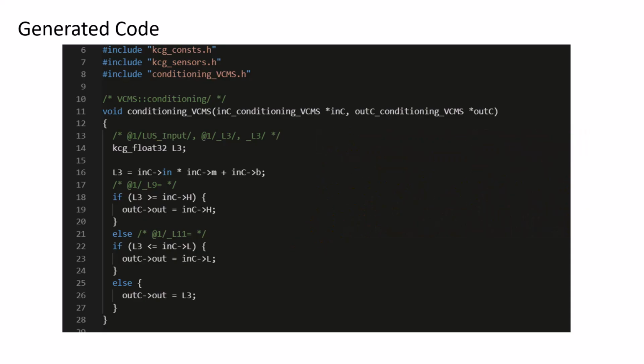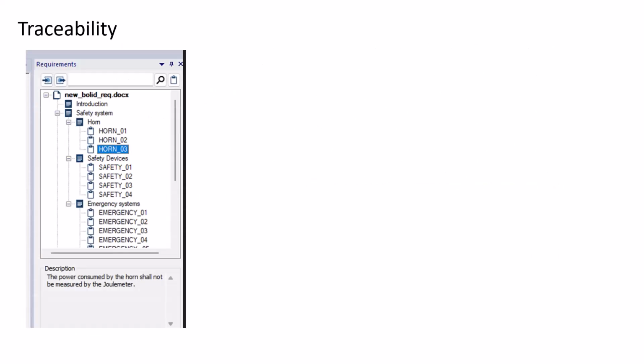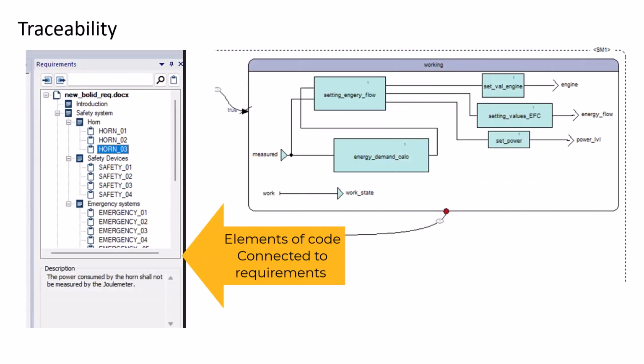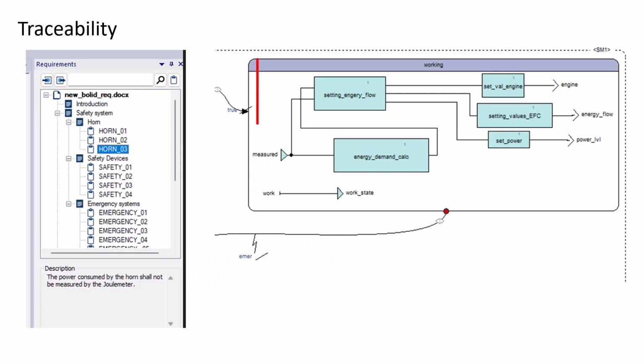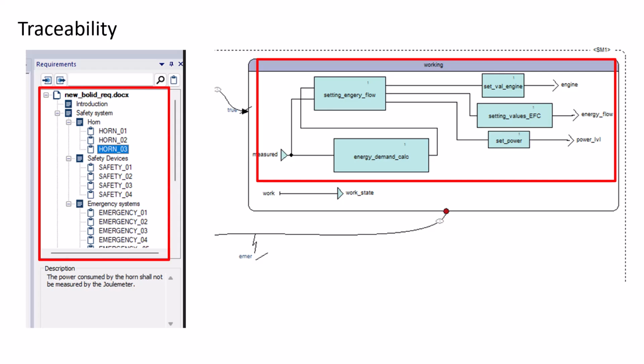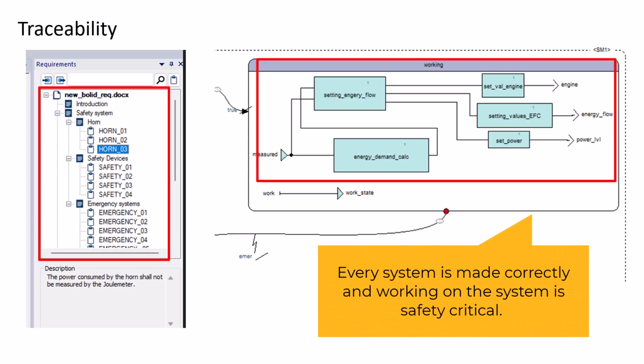The next important thing that we can make is traceability. Traceability gives us information that these elements of the code are connected to the requirements that we set. All the requirements must have elements traced in the code, and all the elements of the code have to be traced to the requirements. That allows us to be sure that every part is made correctly, which is essential when the system is safety critical.